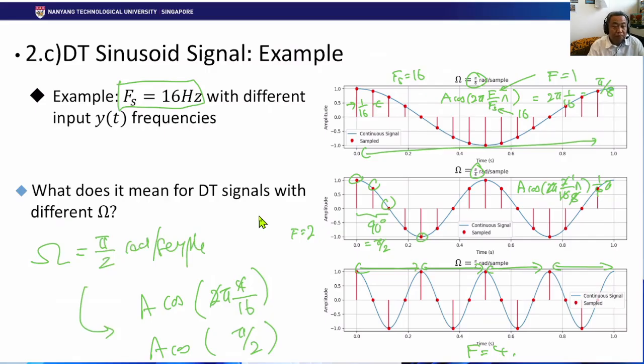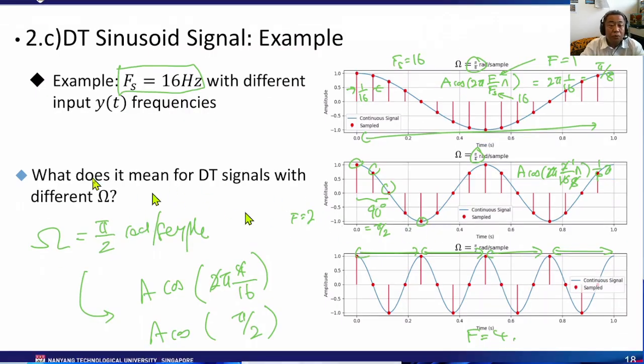We next turn our attention to complex exponential.